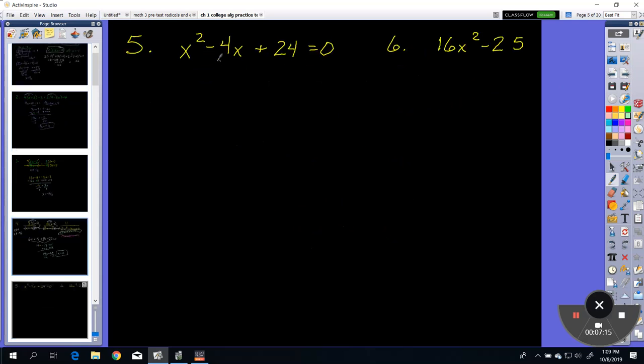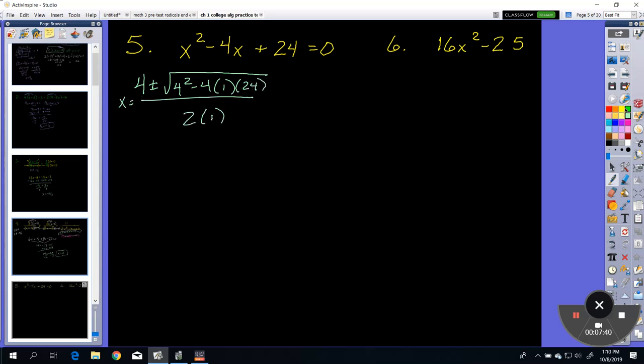So number 5, I tried to factor it. 6 times 4 is 24, but that doesn't make negative 4. 8 and 3. So it doesn't factor, so I plug it into the quadratic formula. So negative b plus or minus the square root of b squared minus 4ac, all over 2a.